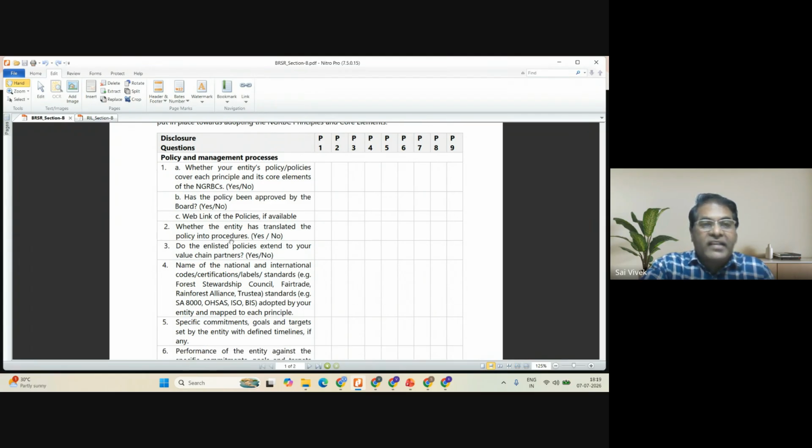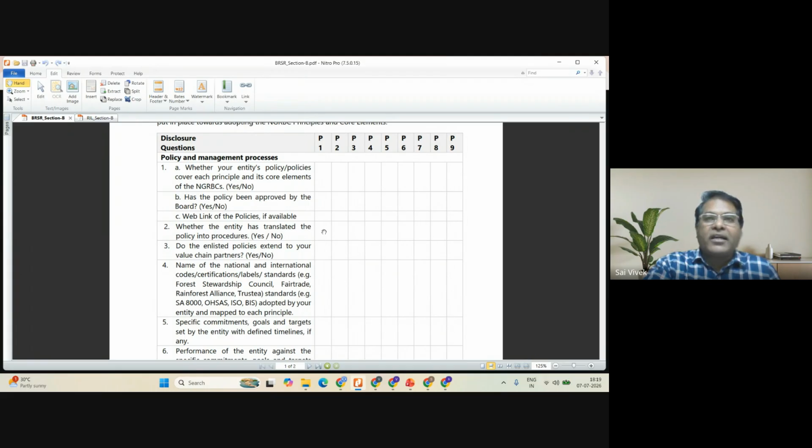The next, second question or second serial number, is about whether the entity has translated the policy into procedures. Standard operating procedures, all these available. If they are available, to what extent are these satisfying all these principles? Whether the entity or the company has translated these policies into SOPs. We should be having everything in hand, and we should be able to produce it, and we should have it verified.